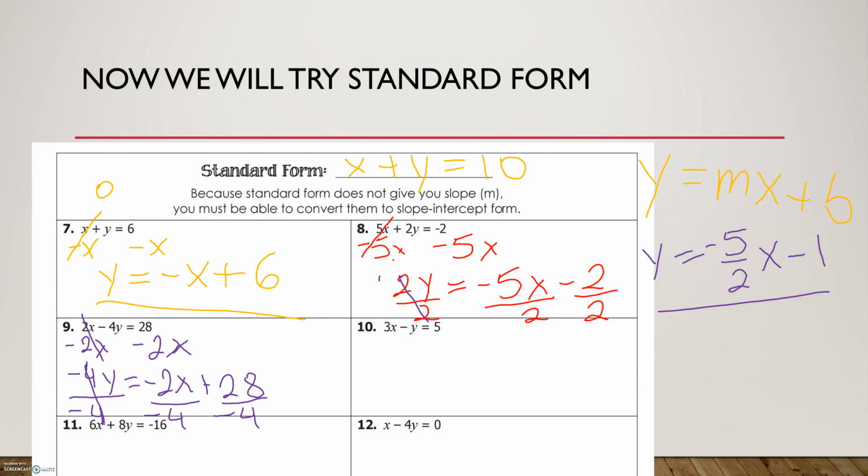So that's going to go, and now I have y is equal to negative 2 over negative 4. Well, negative over negative gives me a positive 1/2 x, and now I have 28 over negative 4. Positive over negative is going to give you a negative, and 28 divided by 4 is 7. And here you go. This is your slope-intercept form.